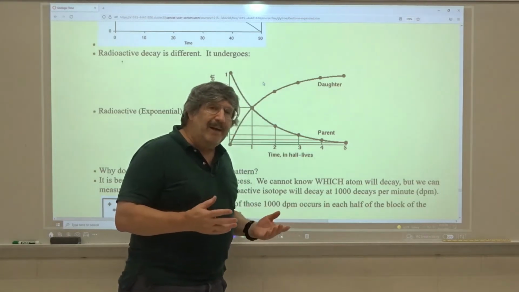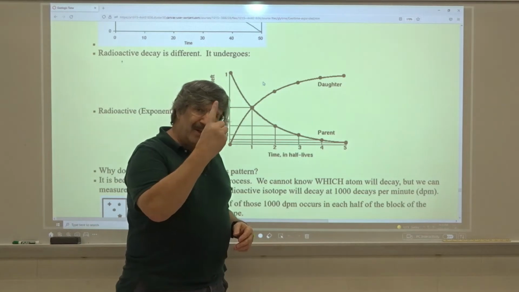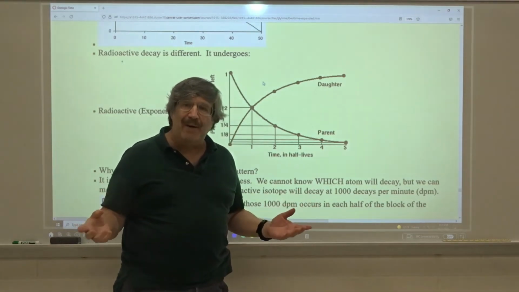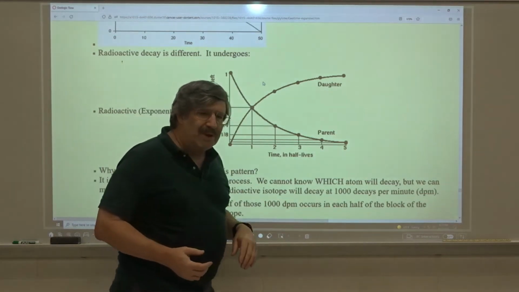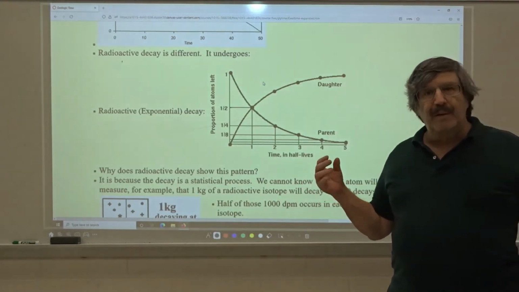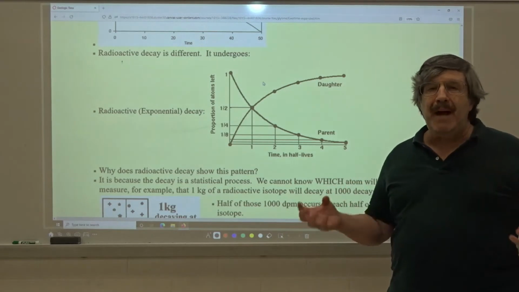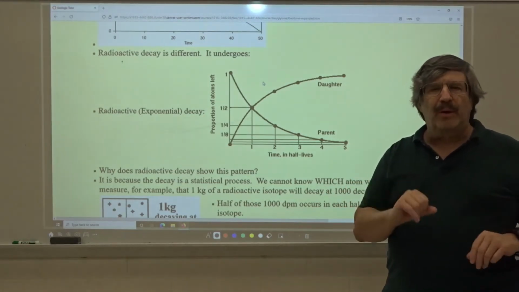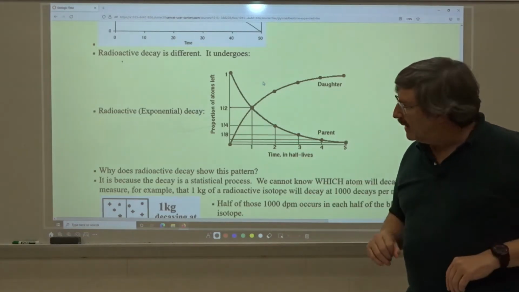In reality, eventually you're going to have 4 atoms, then you're going to have 2 atoms, then you're going to have 1 atom. You cannot go down to a half an atom. And so eventually you would. But in any reasonable size sample, if you have a couple of grams of a radioactive isotope, you will have many, many, many trillions of atoms. And so you don't need to worry about reaching 1 atom and then a half atom. So don't worry about that.